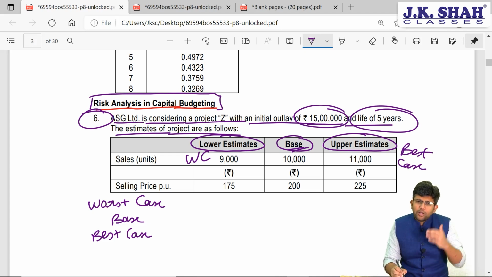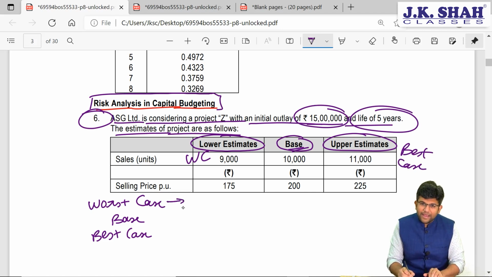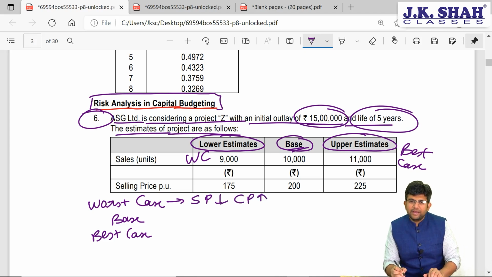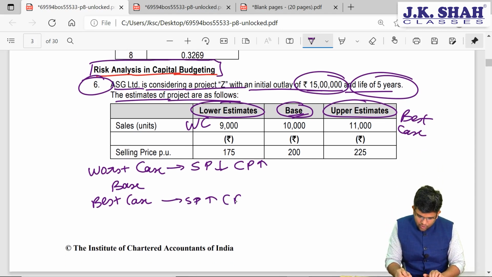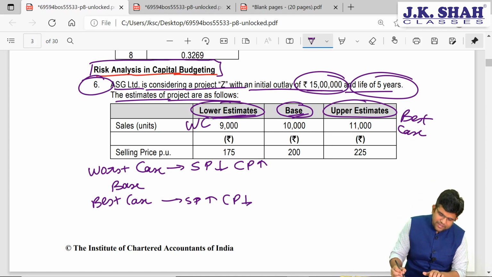Now what could be the worst case? The worst case could be a situation where selling prices are low but the costs are high. Everyone clear? Selling prices are low, costs are high. What could be the best case? Where selling prices are high and costs are low, correct? So let us analyze, children, the worst case first. Let us analyze the worst case.